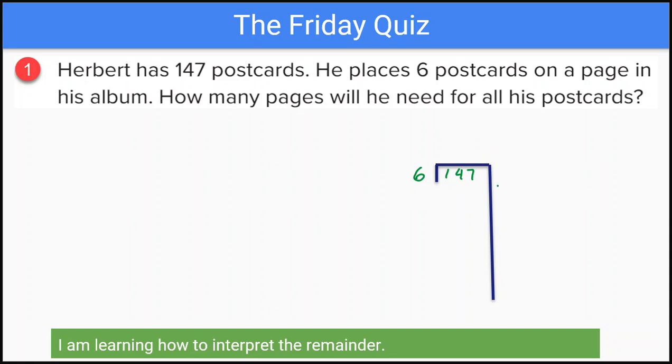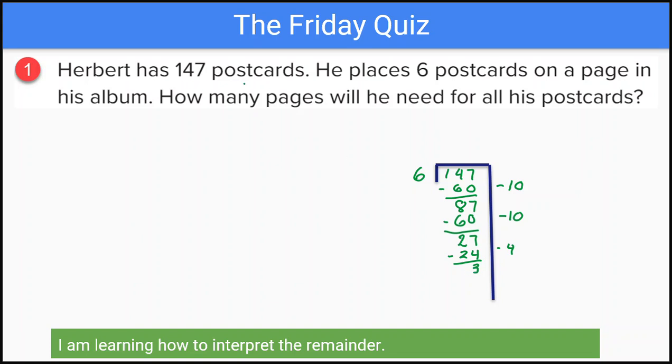Okay, well, we can start off and we could take out 10 groups of 6. That would be 60. Subtract 60. Okay. And that will leave us with 87. We could take out another 10 groups of 6. Okay, that'd be another 60. And we're left with 27. Now, if I took out 4 groups of 6, that right there would be 24. And we're left with 3.